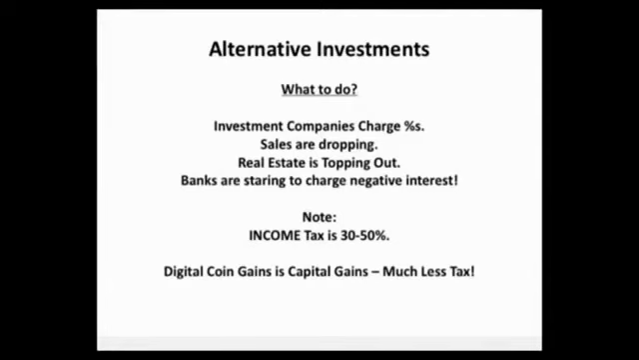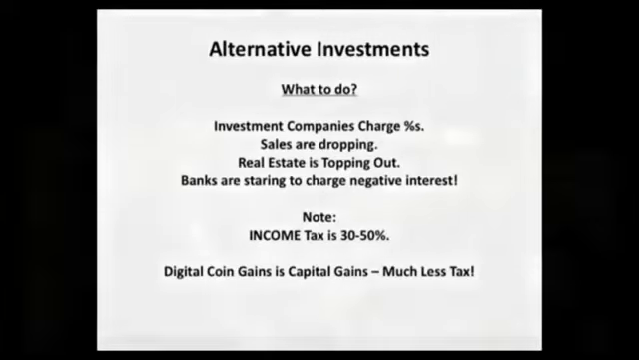And income tax is in the 30 to 50% tax bracket, but when you make profit on digital coins, it's considered a capital gain, and the taxes are much less. So at this point, Steve, what would you invest in? Does this look good in comparison with everything else that's going on?